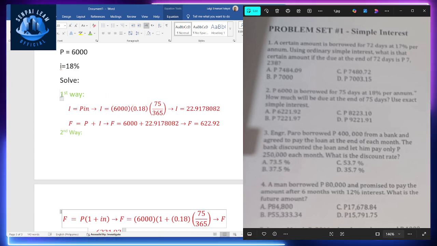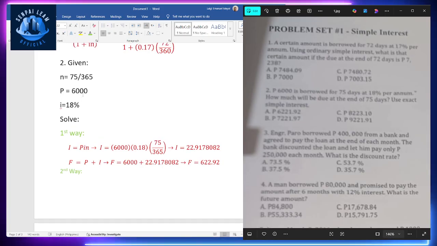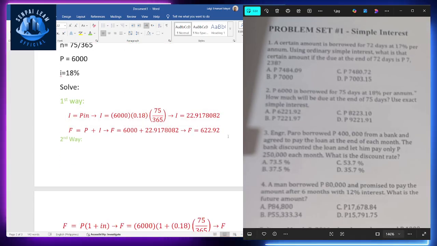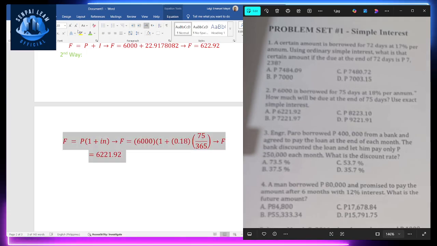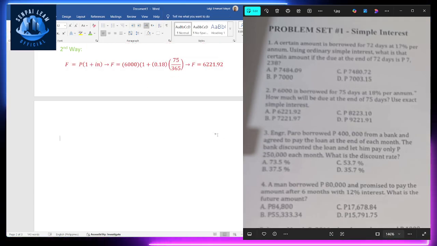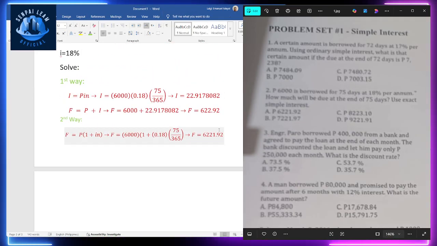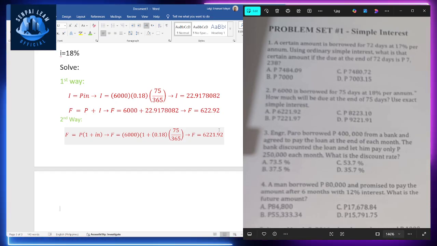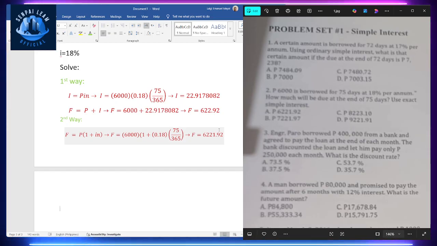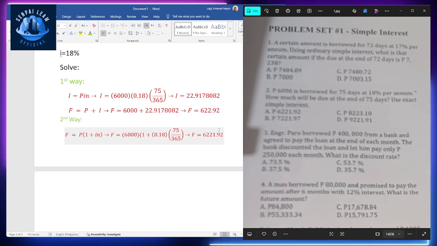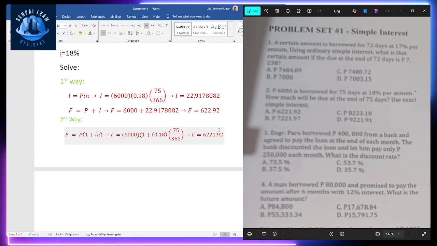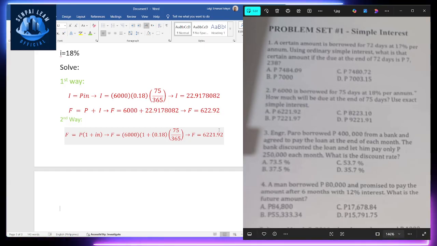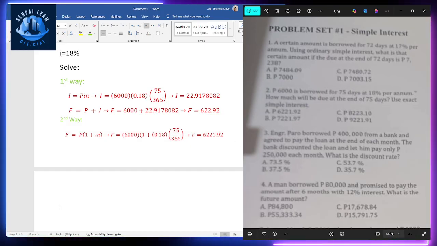They're both the same, as you can see. If you check your calculator on your end, the value is just the same however you attack the first and the second way.